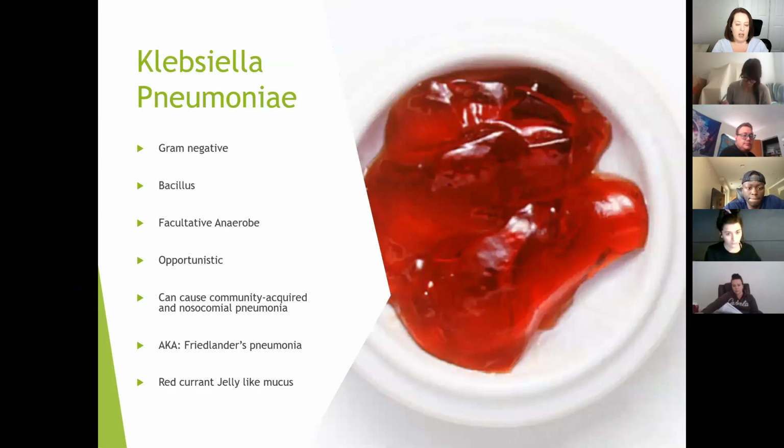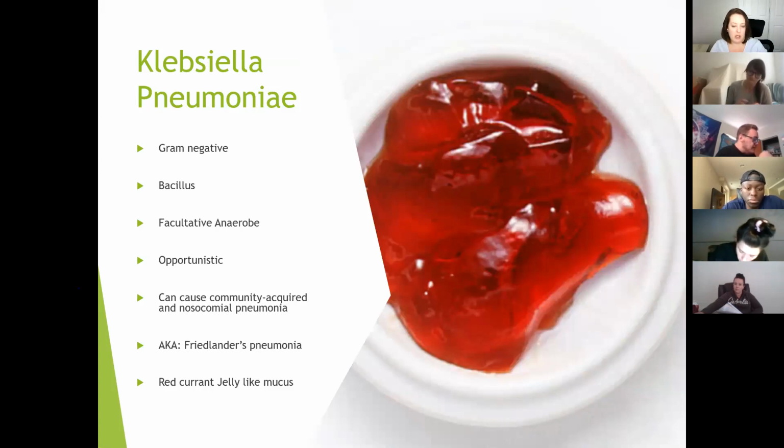So Klebsiella pneumoniae is a gram-negative bacillus. It's a facultative anaerobe, so it can live with or without oxygen, but it prefers to live with oxygen depletion. It's opportunistic. So Klebsiella is a bacteria that normally grows in our gut and our bowels. But if it leaves our gut, then it's going to cause an infection in another area of the body.